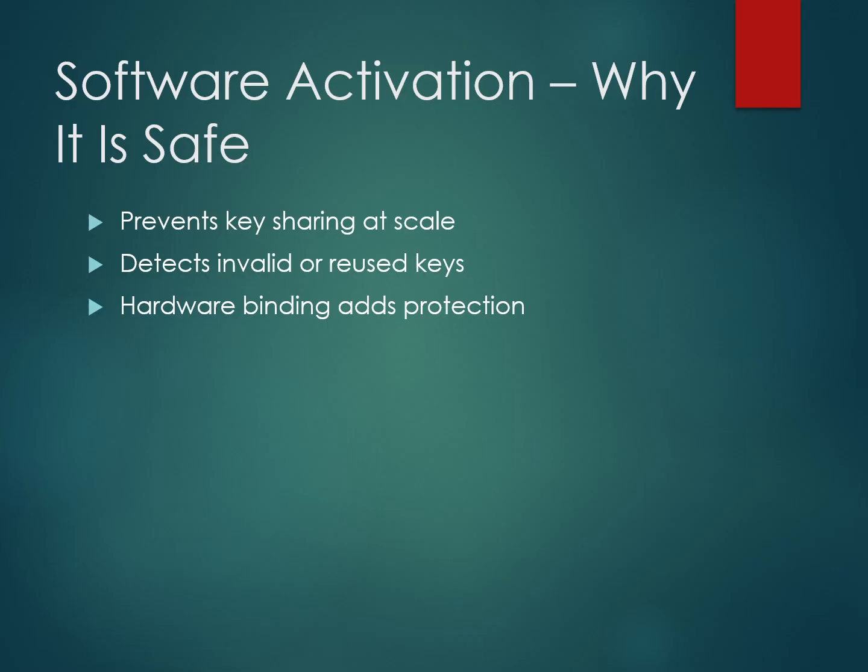And this system is effective because it prevents large-scale key sharing. For example, with the Windows operating system, the activation servers will track how many times their keys are used, to see if the same key is used far more times than a normal person would use it, in order to prevent its use. Also, some software will use hardware-embedded keys, which adds more protection to the software.